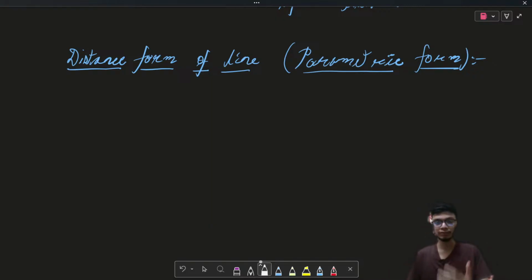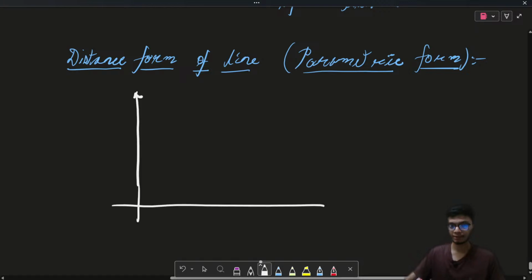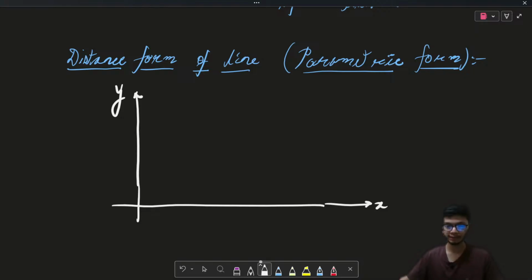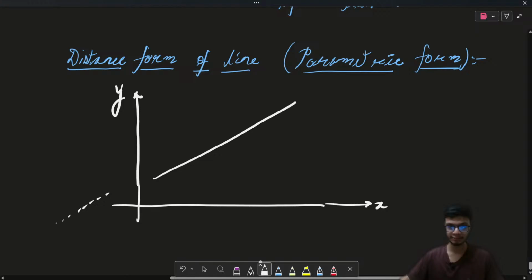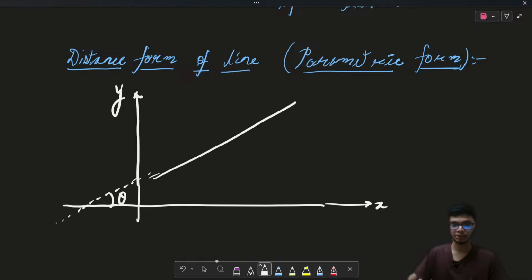So if we have any particular line, let us say this is my coordinate axis, and I know a given line, and I want to represent this particular line, let us say something like this, such that it makes an angle theta with the positive x-axis. Okay, and let us take any point on this line as point Q, and let us say this point Q is my known point. This is my known point on the line.